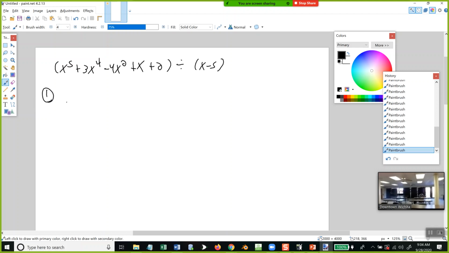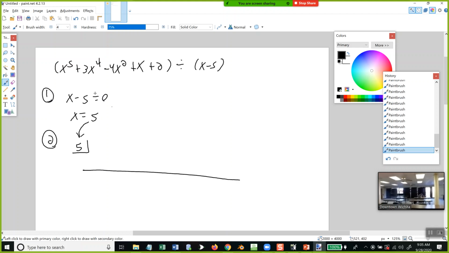Step 1. Take what you're dividing by, set it equal to 0, and solve it. 5. Step 2, you build your form. Whatever number you find in step 1, you put in the upper left-hand corner. Identify our largest power, which is x to the 5th. So real small, across the top of them, write x to the 5th, x to the 4th, x to the 3rd, x squared, x, and our constant term, no x.